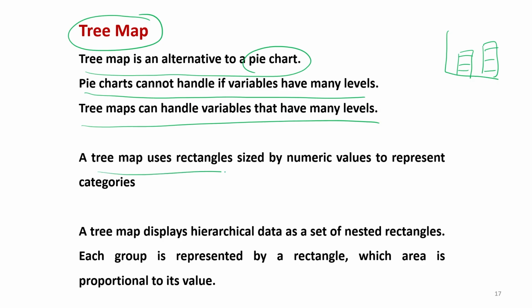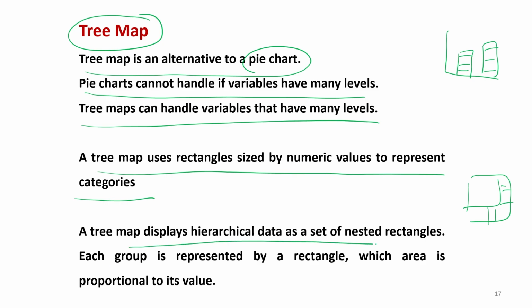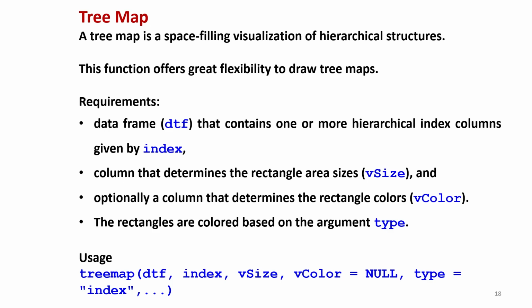Actually, a tree map uses rectangles sized by numerical values to represent the categories. You will see different rectangles of different sizes indicating the numerical values. This tree map is used to display hierarchical data as a set of nested rectangles, and each group is represented by a rectangle whose area is proportional to its value. How it is done, I will try to show you by a very simple example.